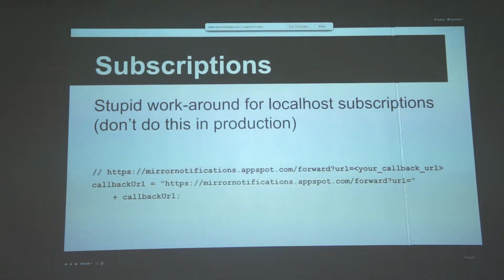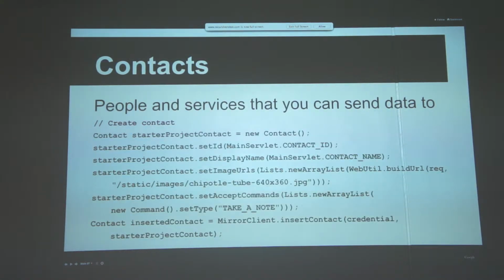I didn't have time to correct this all, but contacts. So these are people and services, people and Glassware that you can send data to. So the people is kind of obvious, right? Like I want to send an email to somebody, so I'd send an email to a contact. But I can also share content to other Glassware. So Pocket, for example, I really like Pocket. I use the service constantly.